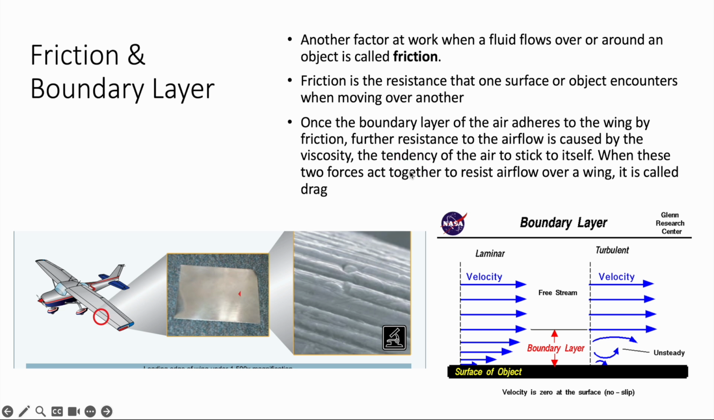So that resistance we refer to as friction, and the reason why it's important for us is that as you get close to the surface of the aircraft or the skin of that aircraft, it forms what's called a boundary layer, and you'll see that right here at the bottom right. So this black bar is the surface of an object, whether that's the wing or just the skin of the plane.